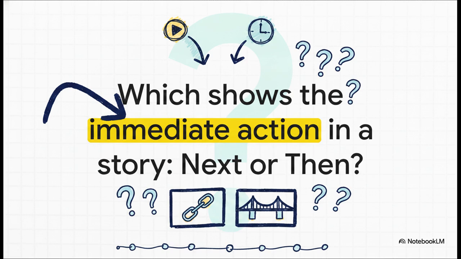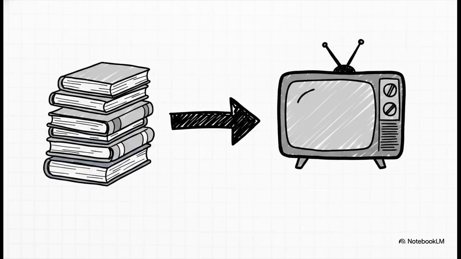Question 1. Which connector should we use to show what happens immediately after another action in a story? Next or then? Think back to the middle steps we talked about. I'll give you a second to lock in your guess. And the answer is then. Great job if you got that one right. Remember, then is super common in narratives and stories to show what happens afterward, like finish your homework, then watch TV. Next, on the other hand, is usually better when we're giving a strict list of instructions.